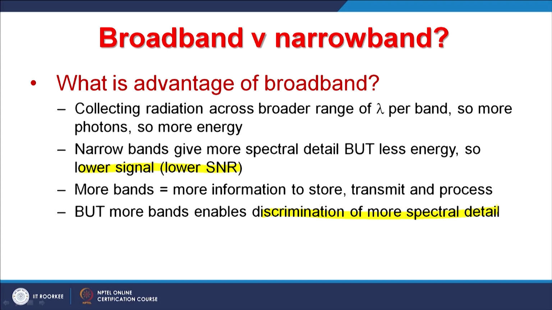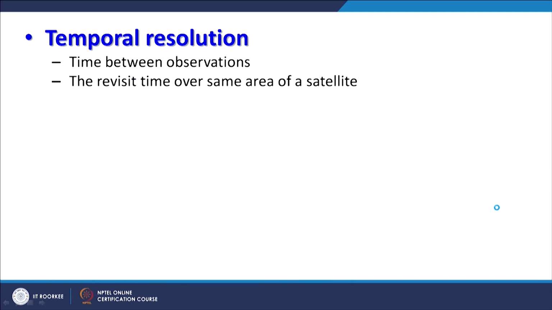Remember, when you go for such options, the footprint or the swath will reduce and the area of coverage will reduce, but more bands enable discrimination of more spectral details. So, if somebody is working on mineral exploration, trying to identify some mineral deposits, then in comparison to panchromatic, hyperspectral images would always be much better. So, there is always a trade off between broadband and narrowband. Each has some advantage.